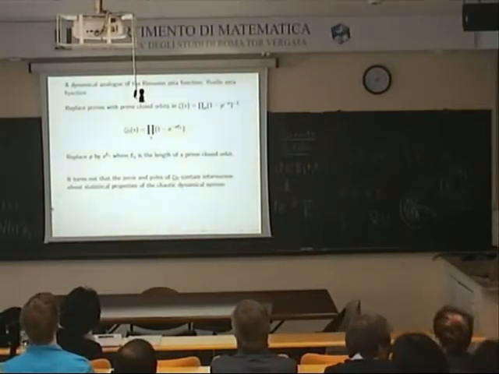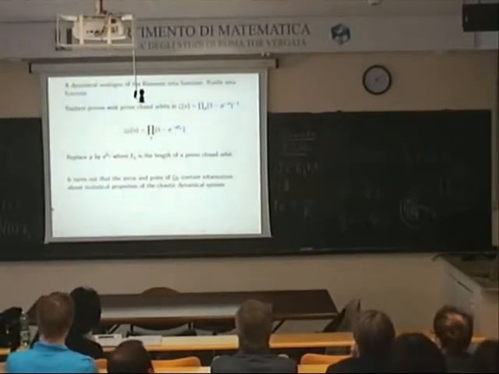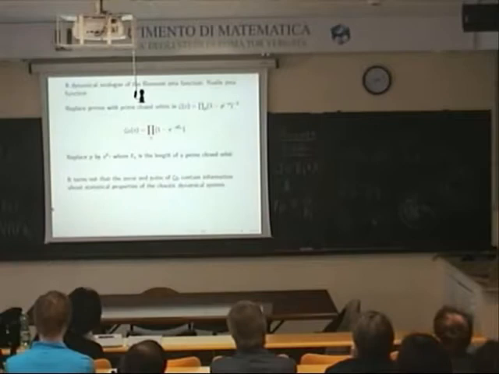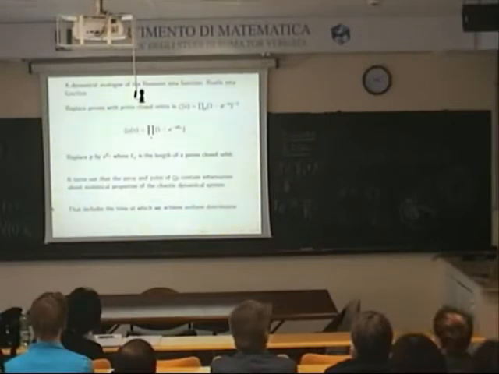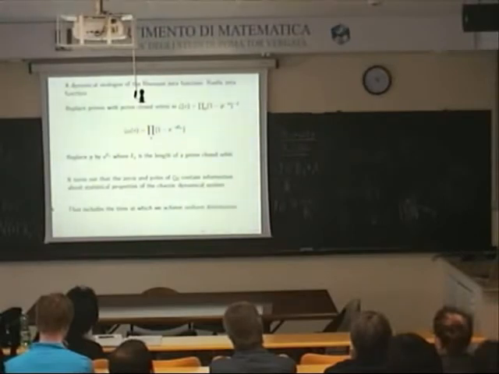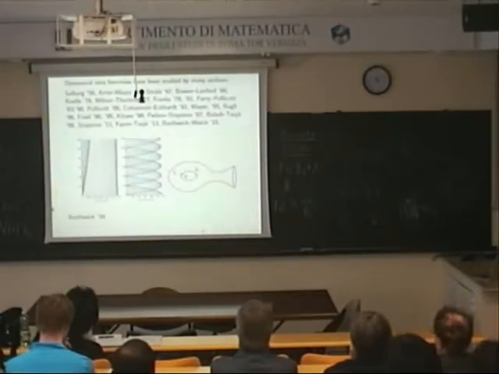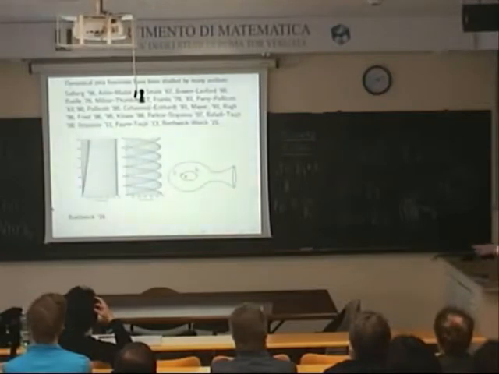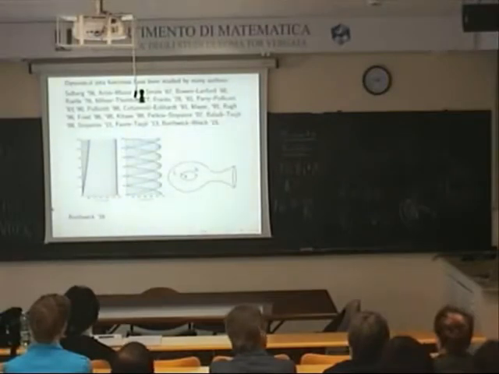As I said, it turns out that the zeros and poles of this zeta function and of some related zeta functions provide information about the statistical properties of chaotic dynamical systems. For instance, that includes the time at which we achieve uniform distribution, which is a zero of a different, slightly more complicated zeta function, but one that's needed in the study of this zeta function. These dynamical zeta functions have been studied by many authors. This is a list of some names, but every time I look at this list, I learn of somebody else. Normally I go somewhere and realize that somebody there has done something about the dynamical zeta function.